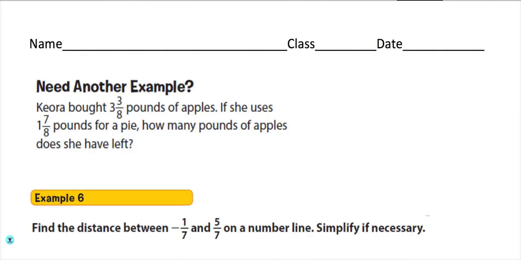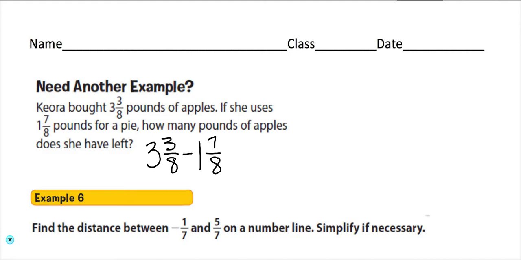All right, so this time we have Kiora, and she bought 3 3/8 pounds of apples. If she uses 1 7/8 pounds for a pie, how many pounds of apples does she have left? Okay, so we're going to start with 3 3/8, which is what she had. She's using 1 7/8. Okay, now try this one on your own first. Go ahead and pause it if you haven't done so.